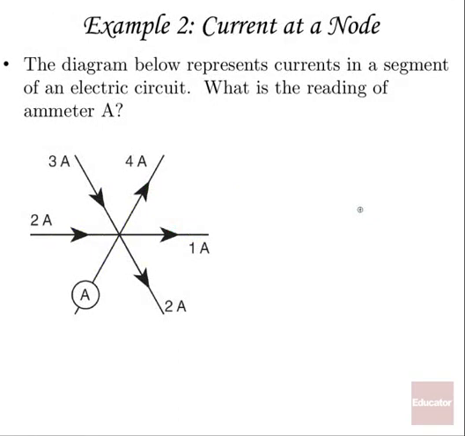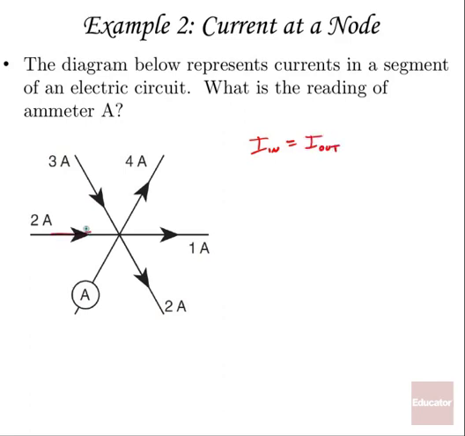Let's take another look here. The diagram below represents currents in a segment of an electric circuit. What is the reading of ammeter A? So we've got an ammeter here, and here we have a junction where all of these come together. This is going to be a great place for us to apply Kirchhoff's current law, or the junction rule. The current coming into that junction must equal the current leaving that junction.